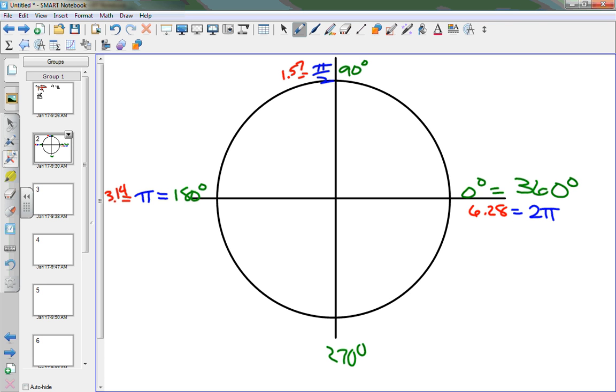I'm at 90 degrees. 90 degrees is pi over 2. If I take pi over 2 and I add another pi over 2 to that, what does that give me? 2 pi over 2, right? Which is 1 pi. If I'm at pi, which is 2 pi over 2, and I add another pi over 2 to it, what does that give me? 3 pi over 2. So if I have 3.14 being pi and 1.57 being pi over 2, what's 270 degrees?